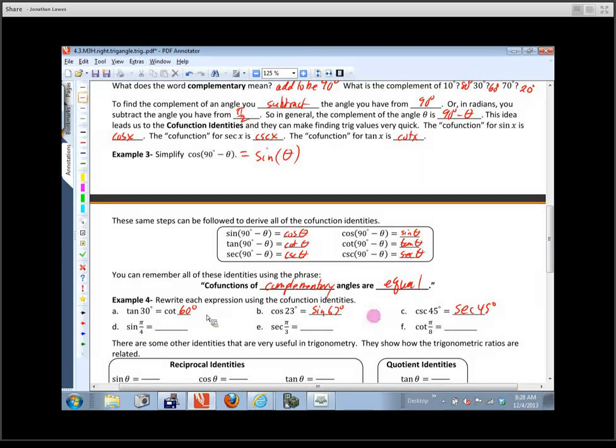Okay, degrees tend to be a little bit easier for us to work with. Now we've got to think in terms of radians. Sine of pi fourths. What's its cofunction? Cosine. And what's the complement of pi fourths? Okay, so pi halves minus pi fourths is pi fourths. Secant, what's its cofunction? Cosecant. And what is the complement of pi thirds?